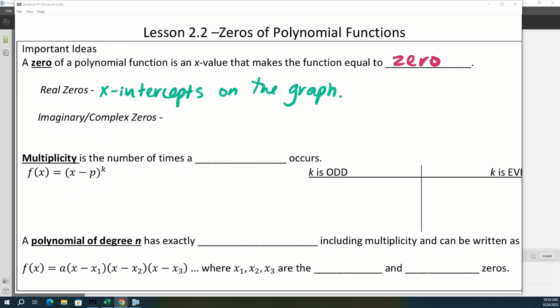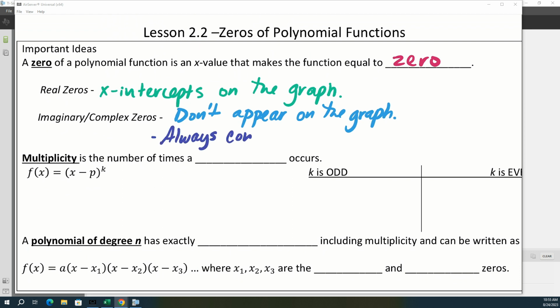All right, so I kind of use imaginary and complex as the same thing. They're slightly different, but imaginary zeros or complex zeros don't appear on the graph. The graph is only real numbers. And another thing you need to know about imaginary and complex zeros, one of the last things we talked about on the other side, is they always come in conjugate pairs.